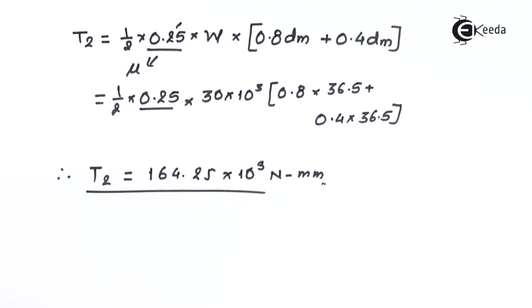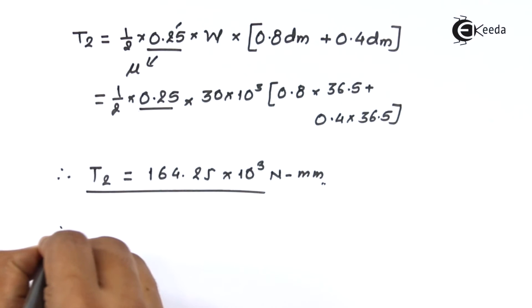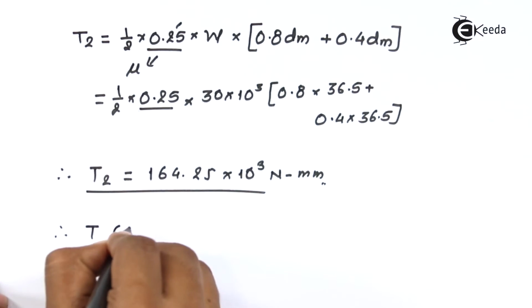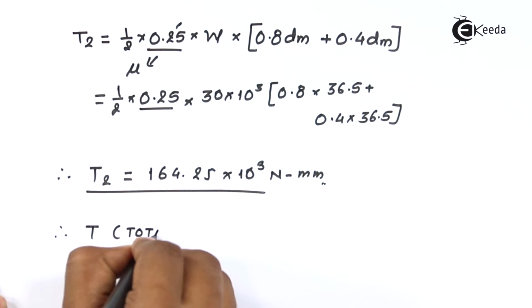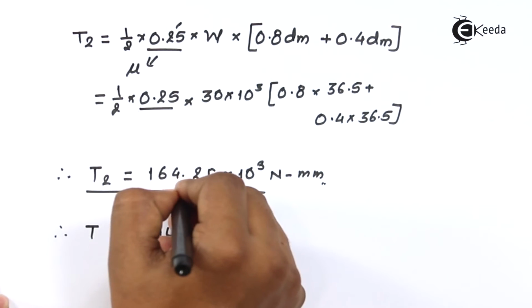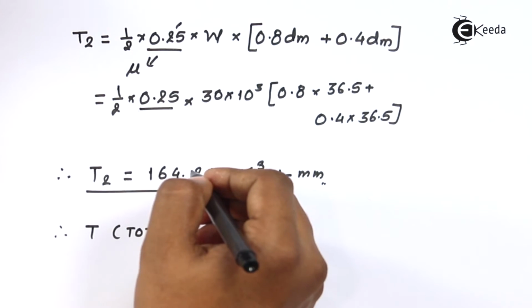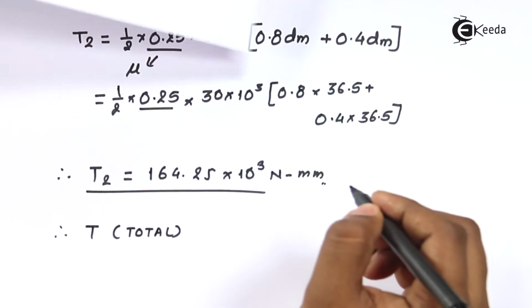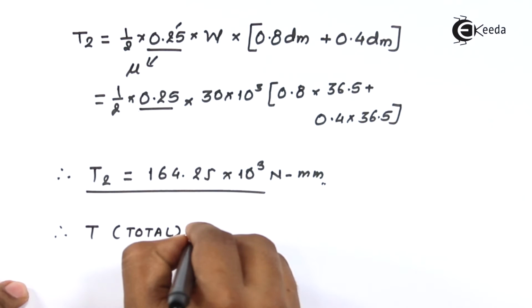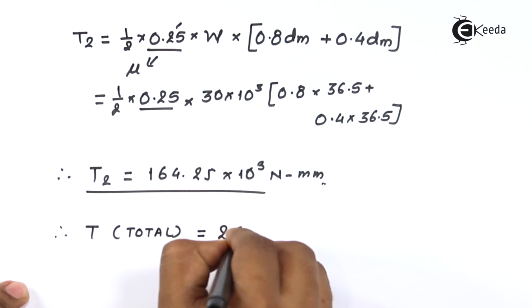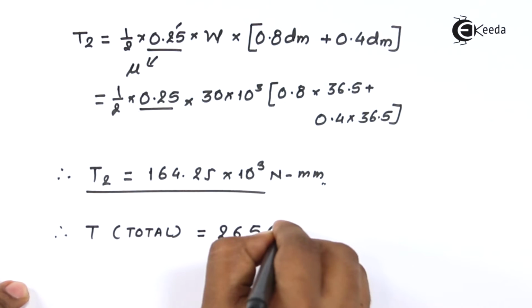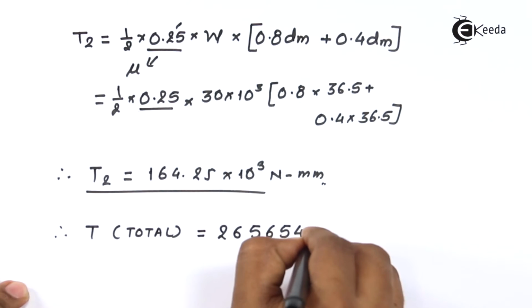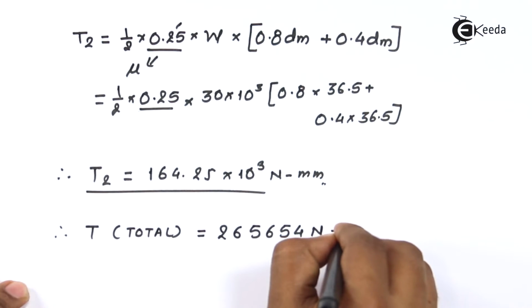Now upon adding these two torques, we'll get the maximum torque. So we'll say equivalent torque or total torque. If I add this T2 and the earlier finding T1, I'll get the value of total torque equal to 265654 Newton millimeter.